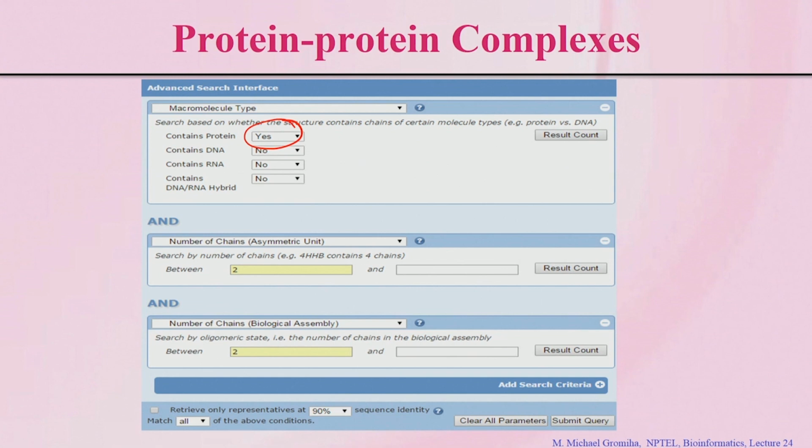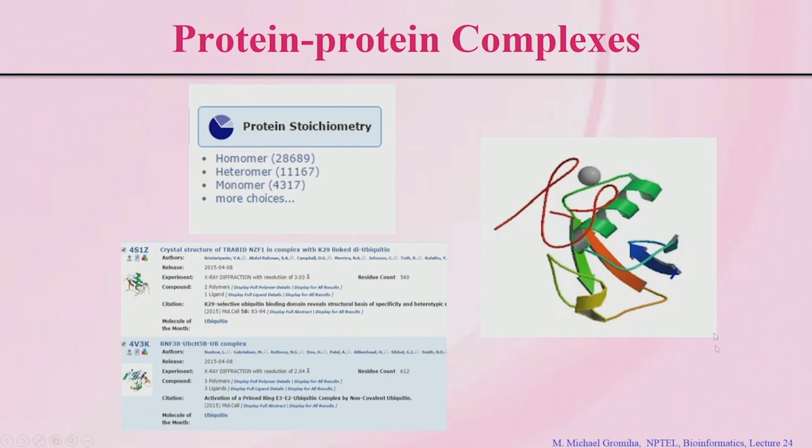Now we have to define how many chains we need, as asymmetric units. At least we need 2. Then you get to see the number of chains based on biological assembly. Here let us take 2, and if you submit the query, you will get the data. You can see this is the heteromer, this is the homomer, and you can see how many monomers and other choices. Then it will give the list, and you can see the structures and carry out your analysis.